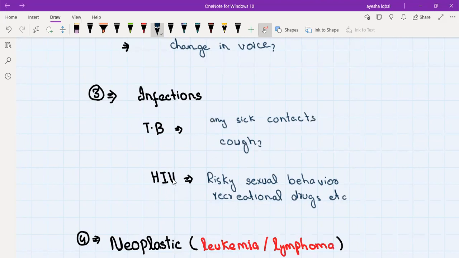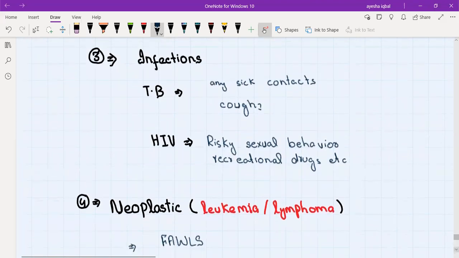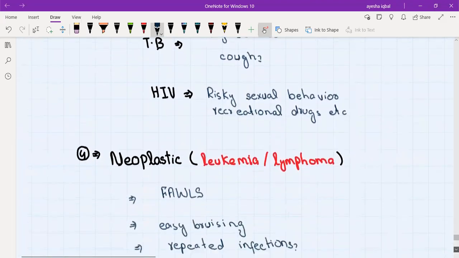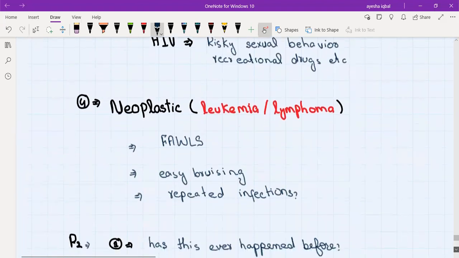HIV can also present with lymphadenopathy. So I'll ask about any risky sexual behavior like multiple sexual partners, not using safe sex, etc., and any recreational drug use. So the fourth differential on our list is basically the red flag here, and it is leukemia or lymphoma. Okay.